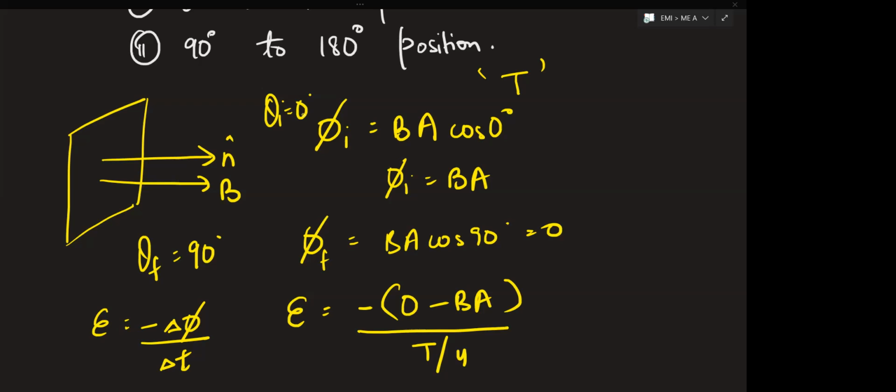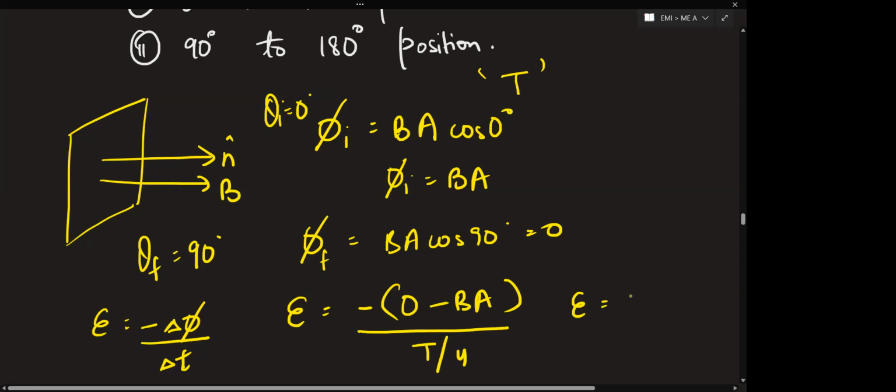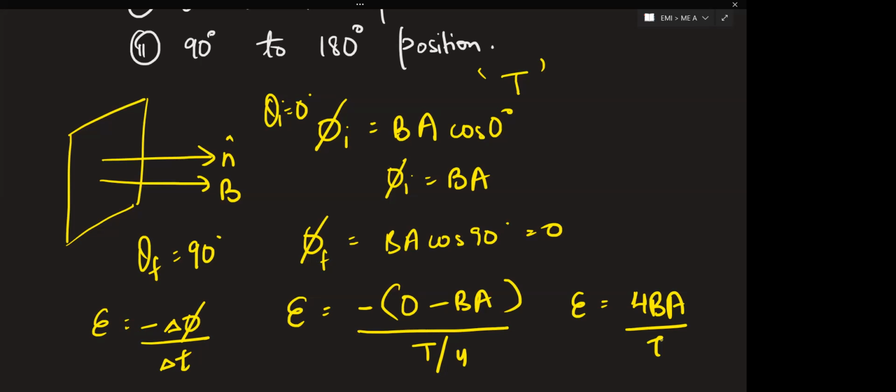Now, if you write it completely, this becomes plus, minus, minus. No, your answer was right initially. See, this is the final flux. 0 minus minus BA, so this will be 4BA divided by T. Final flux is at 90 degree, which is 0, so the initial flux will be BA. This will be plus 4BA by T.